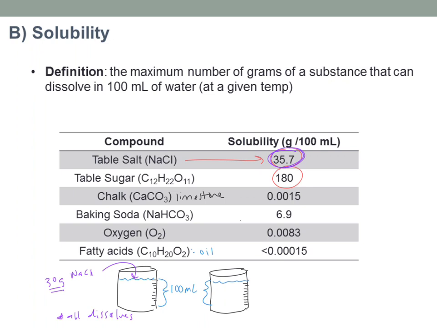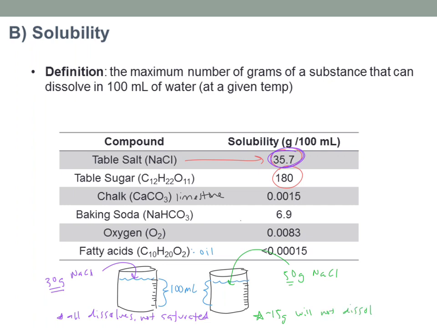All that sodium chloride is going to dissolve, and it will not be saturated. Whereas if I took, say, for example, 50 grams of sodium chloride and tossed it in 100 milliliters of water, since 50 grams is over 35.7, that means that not all will dissolve. So roughly 15 grams or so will not dissolve. Yes, that 36-ish will dissolve, but about 15 grams will not dissolve.